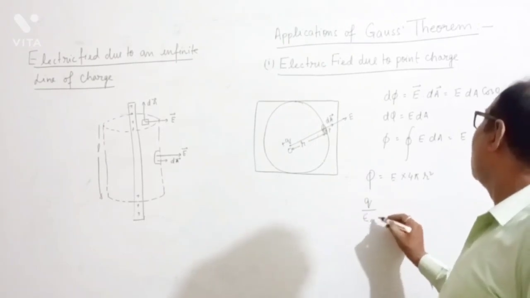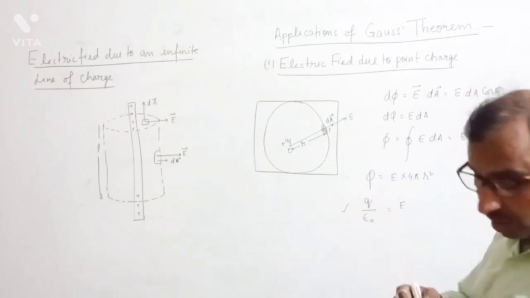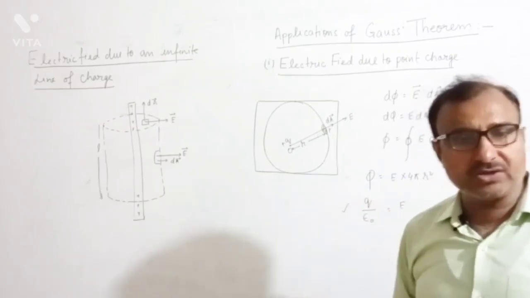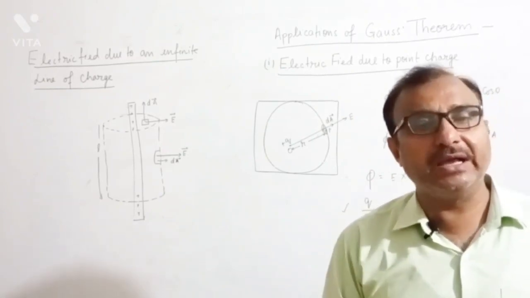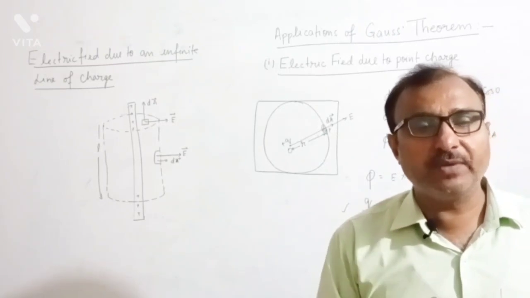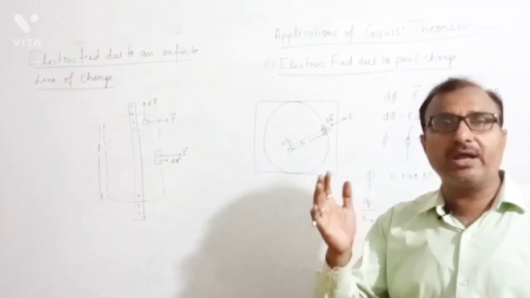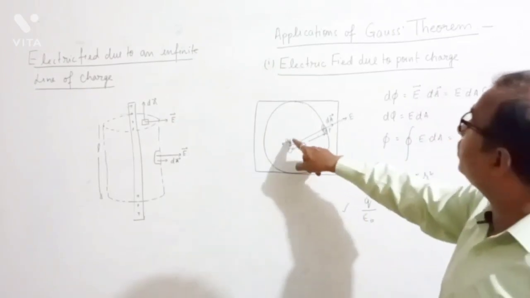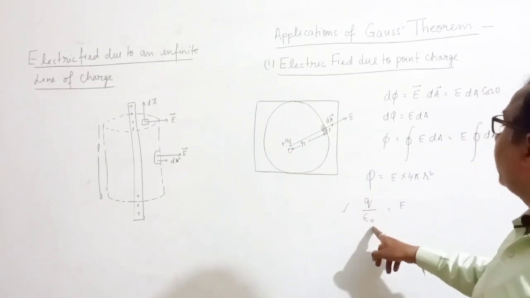What is Gauss theorem? Electric flux through any closed surface is 1 upon epsilon 0 times the total charge enclosed by the surface. Here the enclosed charge is Q. So Q upon epsilon 0 equals E into 4 pi r square.